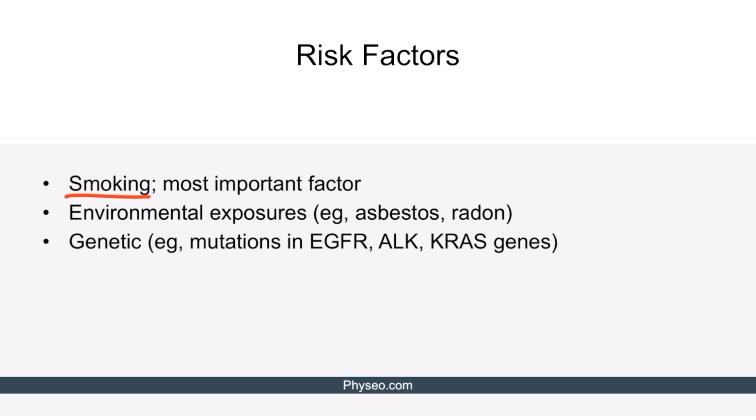Smoking is the single most important risk factor associated with lung cancer. This includes active and passive smoking. Environmental exposures such as asbestos and radon can also predispose individuals to lung cancer development. Some types of lung cancers, such as adenocarcinoma, can be associated with mutations in the EGFR, ALK, or KRAS genes.